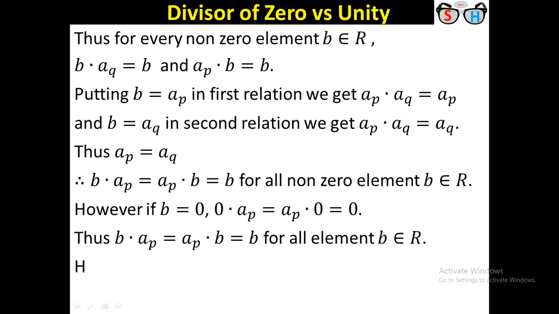So here AP is the unity in R, hence the ring contains unity.